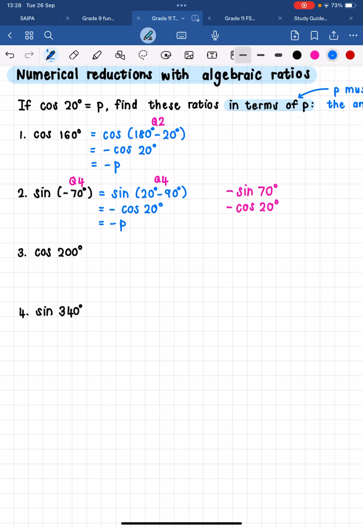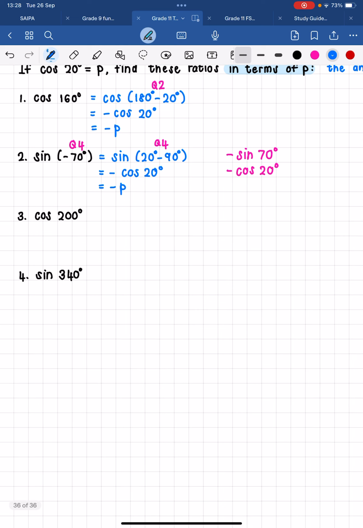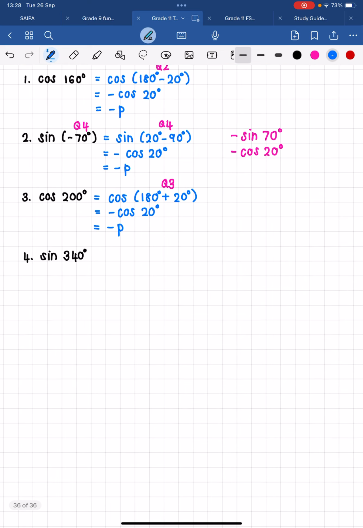Okay, what about cos 200? 180 plus 20. Which quadrant is that? Quadrant 3. What is cos in the third quadrant? Negative. So again, we have negative P. I promise this is not going to be the answer to all of the questions.